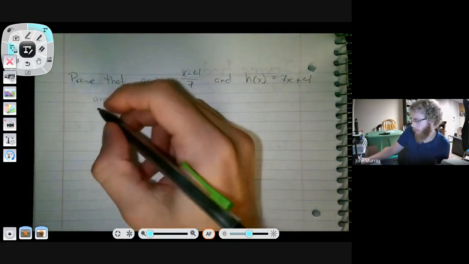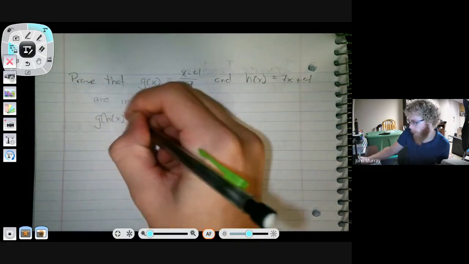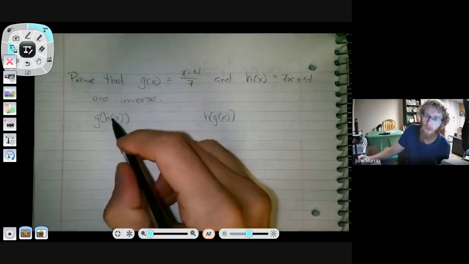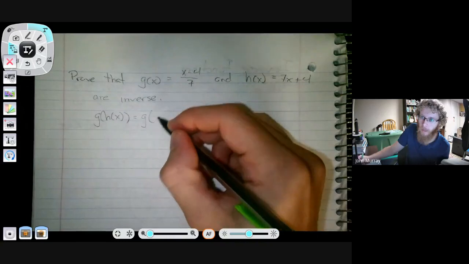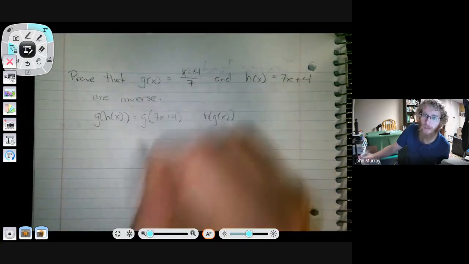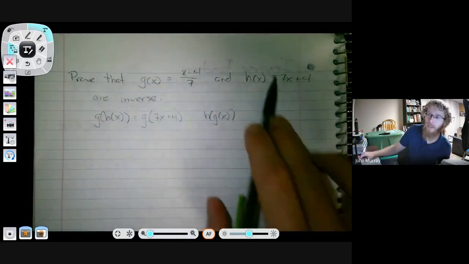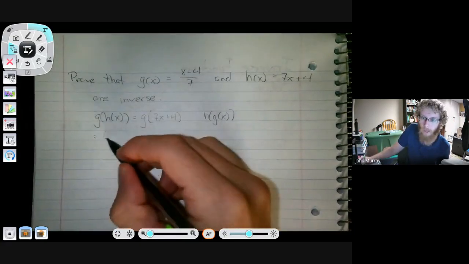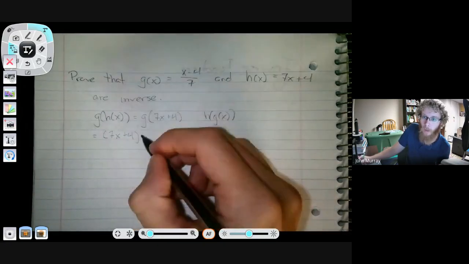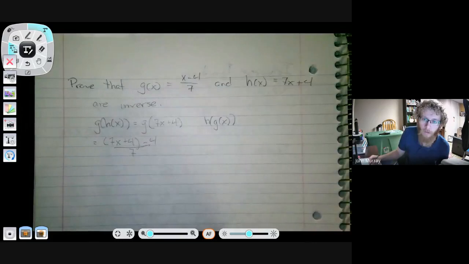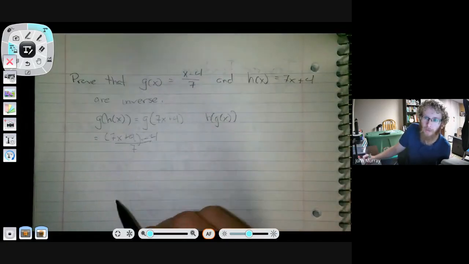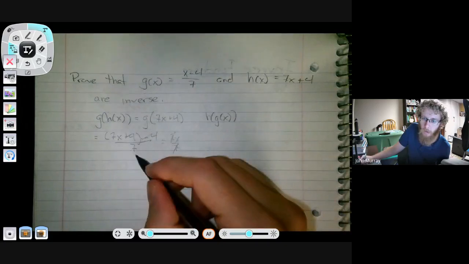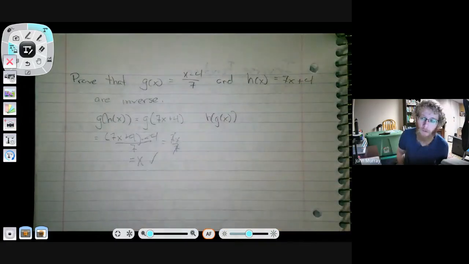First, we're going to find g of h of x, and then we're going to do h of g of x. Here, we're plugging in h of x, which is 7x plus 4, into g. So you're taking the 7x plus 4, and it's going into the x. You're going to have 7x plus 4 minus 4 over 7. Our 4's cancel out, plus 4 minus 4. We're left with 7x over 7, and those two cancel out. We get x. Off to a good start.